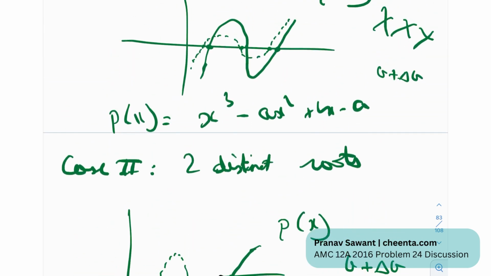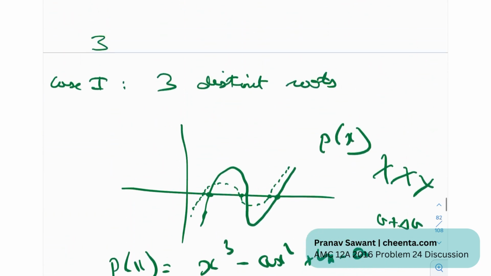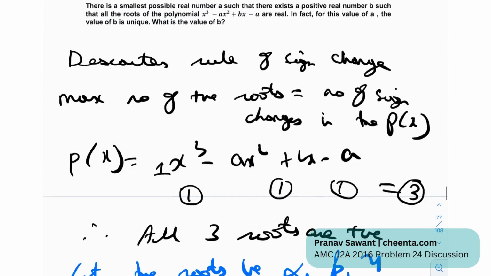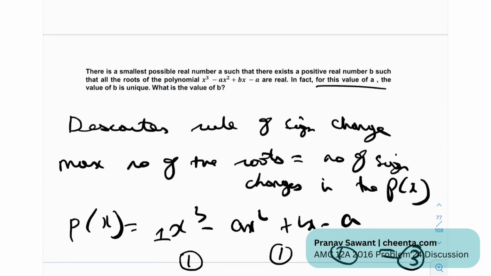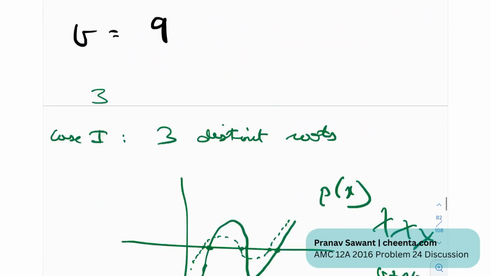It's specifically given to us in the question that for this value of a, b is unique. And I think that's a very important part. For this value of a, b is unique. Smallest possible real number a. These 2 were really important over here.